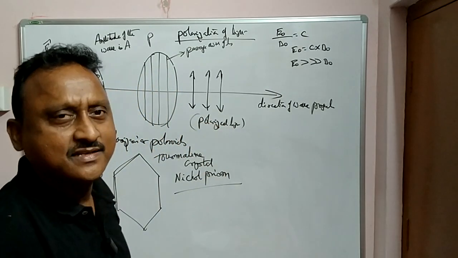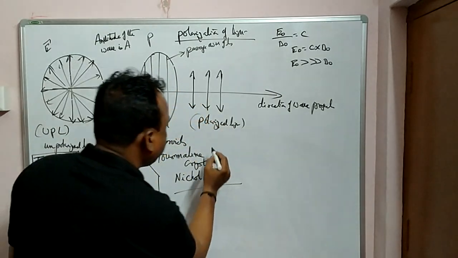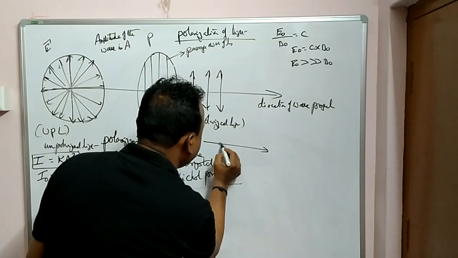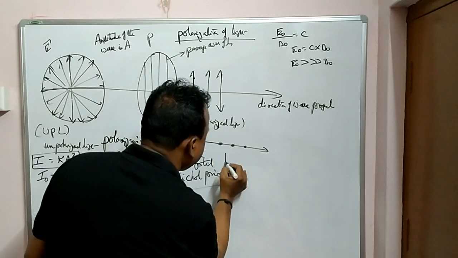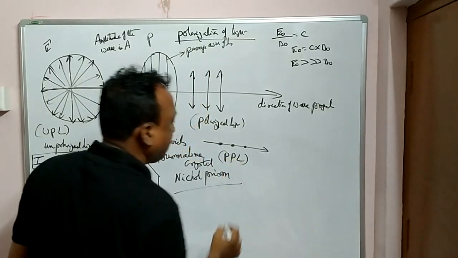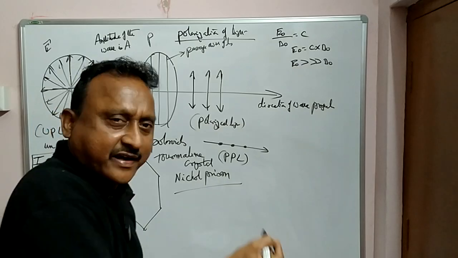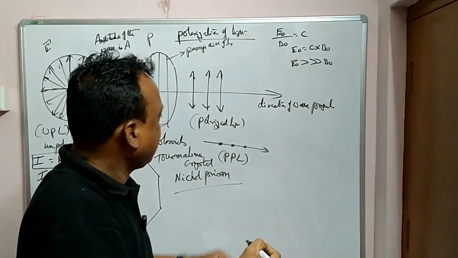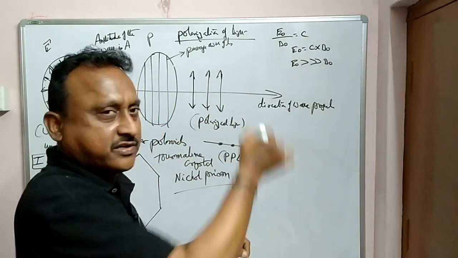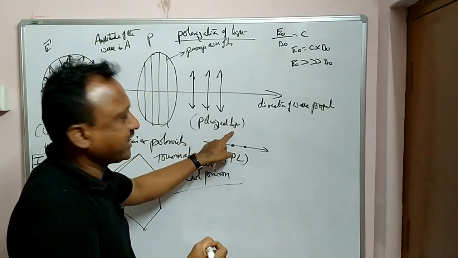This light is called polarized light. Suppose if you are indicating in this way, then it is also called PPL. That means only the horizontal electric field vector will be there, no vertical. So here only vertical is there, horizontal is not. So of course it is polarized light.